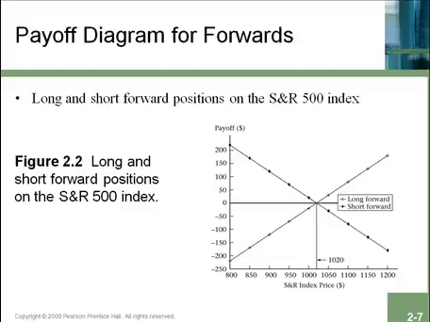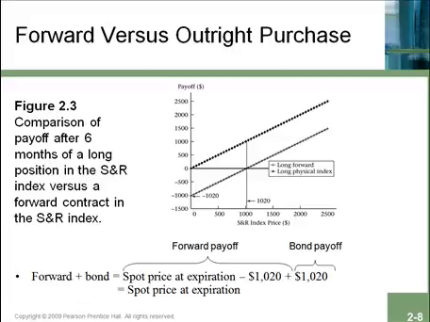On the other hand, for every dollar that the S&R index finishes above that point, the long position makes another dollar in profits, whereas the short position loses a dollar in profits. Likewise, for every dollar that the S&R index price ends up below 1,020, the short position makes money and the long position loses money. Okay, so we've established that if you're long a forward contract, you make money when the price of that underlying index goes up.